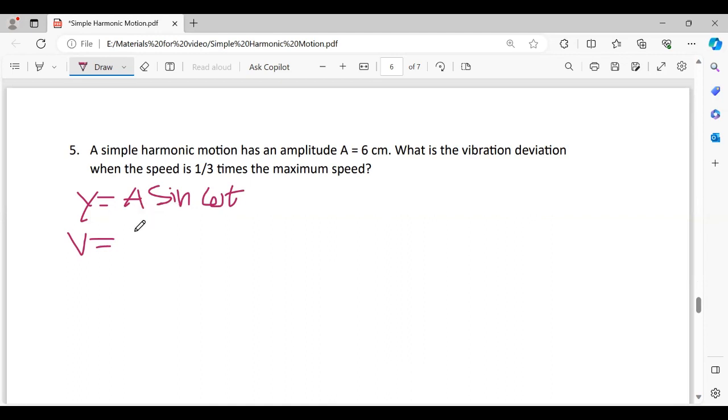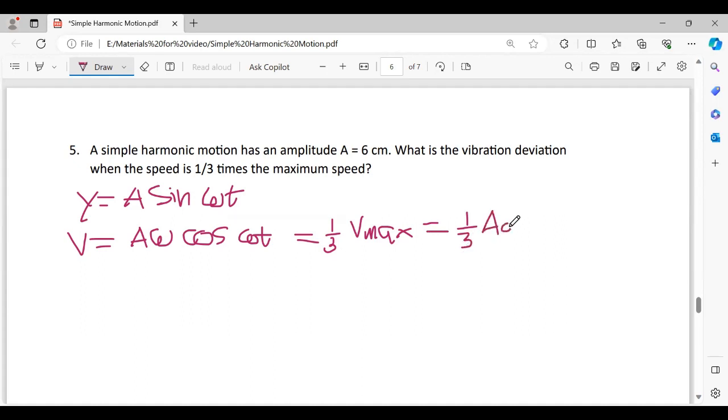becomes a times omega cosine omega t. Okay, so it means 1/3 times the maximum velocity. So 1/3 times a omega.